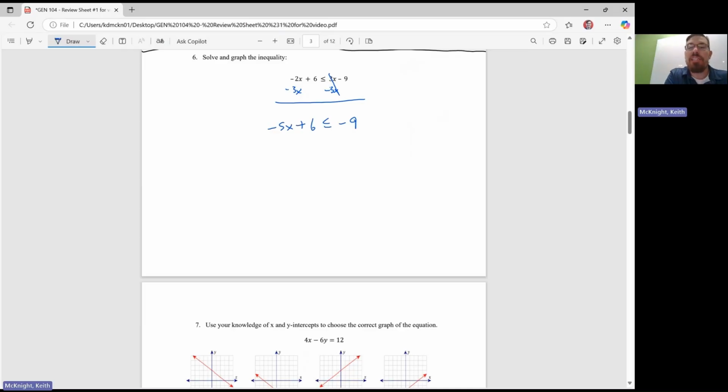Now, in order to get rid of my 6, because we're trying to get x by itself, we're going to subtract 6 from both sides of our inequality. So these will cancel. That's going to give us negative 5x is less than or equal to negative 15.